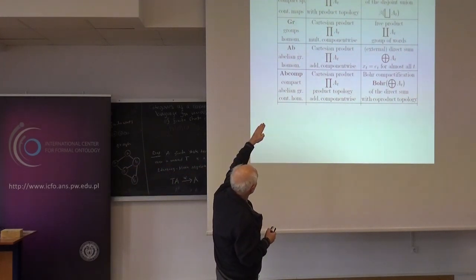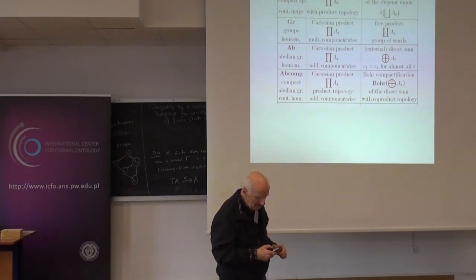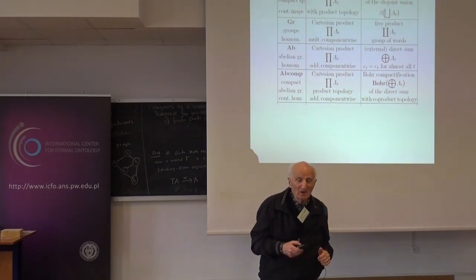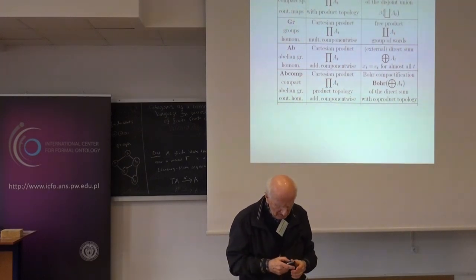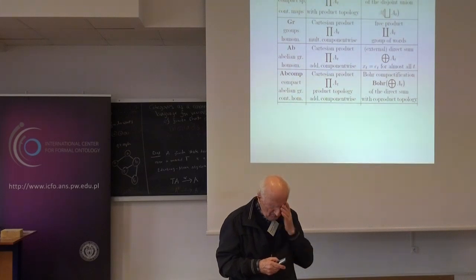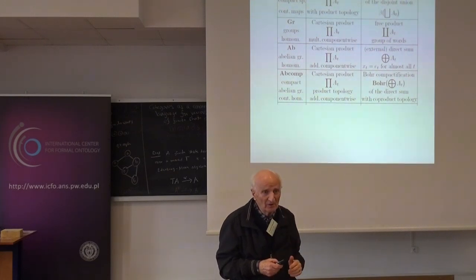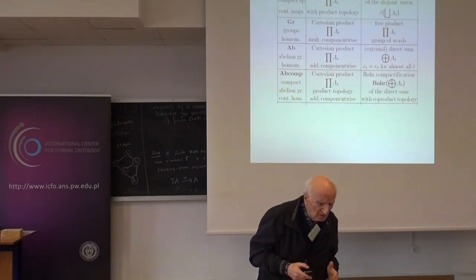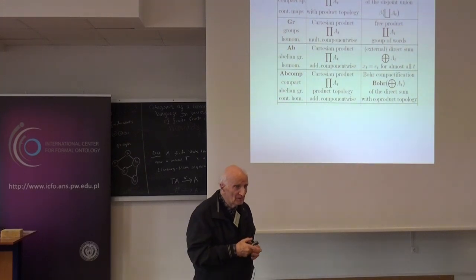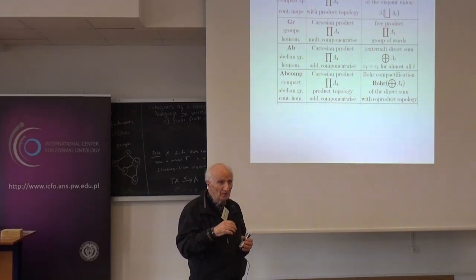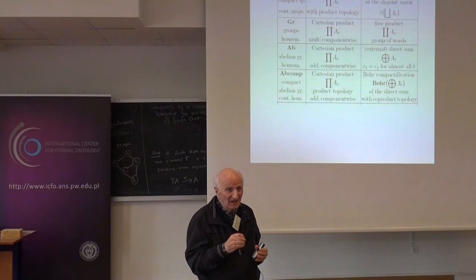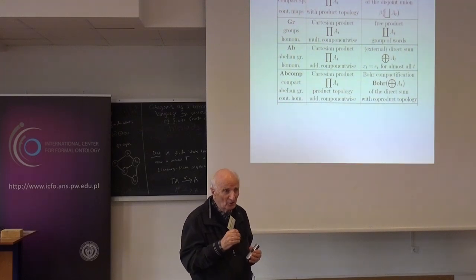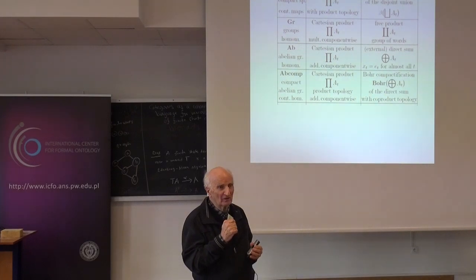And now take this pair. In the theory of locally compact abelian groups, there's a duality, Pontryagin duality. To each group you can assign characters, that is, continuous homomorphisms into the unit circle group.